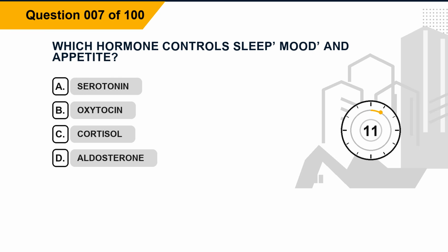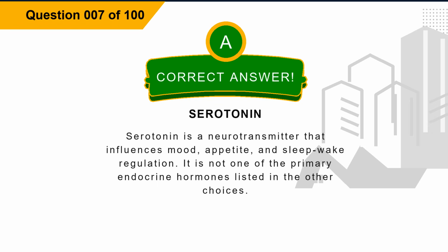Question 7. Which hormone controls sleep, mood, and appetite? Option A, serotonin. Option B, oxytocin. Option C, cortisol. Option D, aldosterone. The correct answer is option A, serotonin. Explanation. Serotonin is a neurotransmitter that influences mood, appetite, and sleep-wake regulation. It is not one of the primary endocrine hormones listed in the other choices.